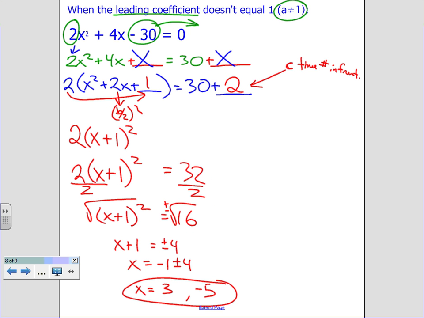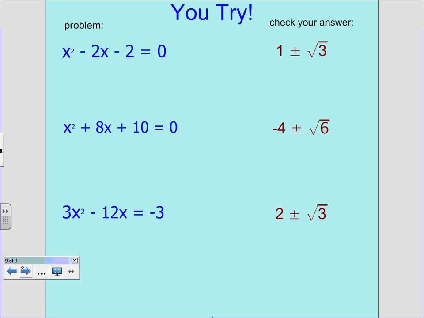All right. What I want you to do is work on this page of problems here. I have 3 problems. Notice the first 2 have a leading coefficient of 1. The last one has a leading coefficient of 3, so you have to factor that one out. I went ahead and put the answers so that if you check your work, you can see if you got it right or wrong. Okay, so let's go ahead and look at those after today's lesson, and we'll talk about that next period.